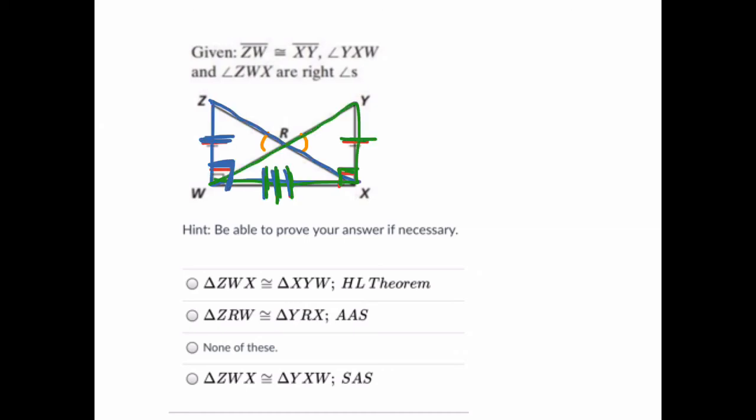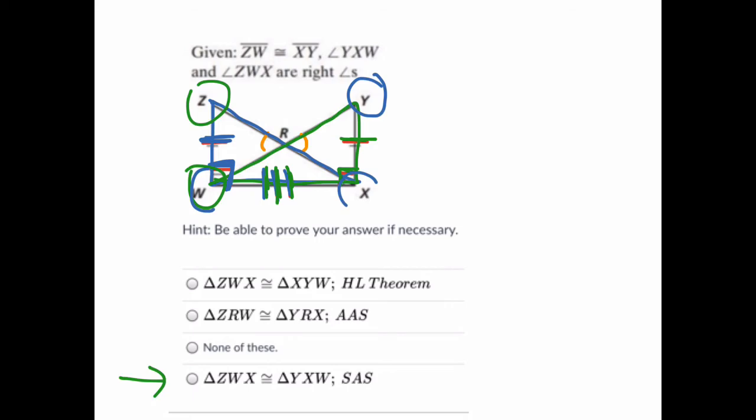And so I would be inclined to say the answer is side, angle, side, and you can double check the congruent statement. It starts at the top here with Z, moves down to the right angle of W, and then goes across to the small angle of X. And the same holds true. It starts up at the top with Y, goes down to the right angle of X, and then across to the small angle of W. So yes, this is the correct answer.